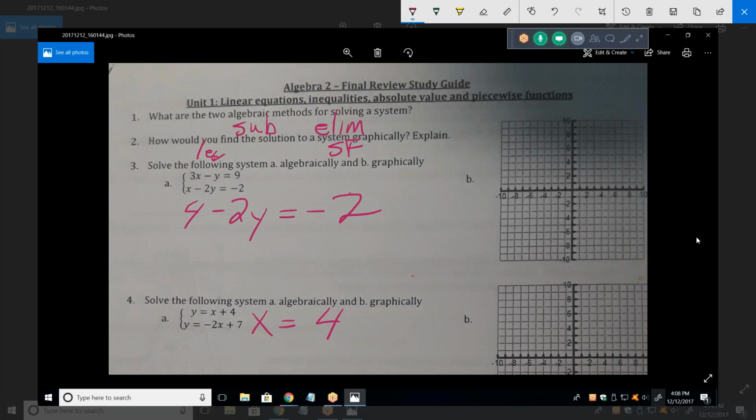So subtract 4 from both sides. So yeah, just read the next line to me. So negative 2y equals 2. No, you're subtracting 4 from each side. Negative 6 then. What's y equal now? 3. Okay. So there's our solution.